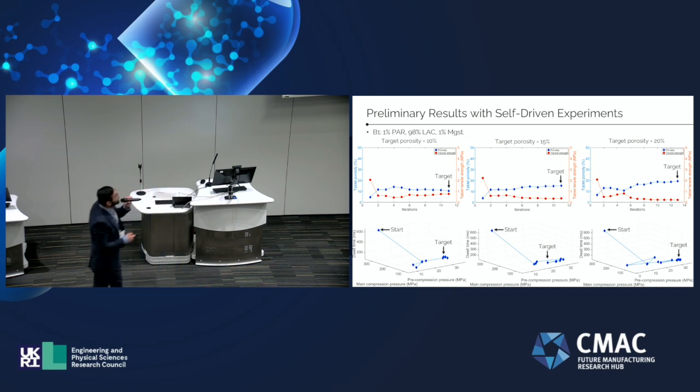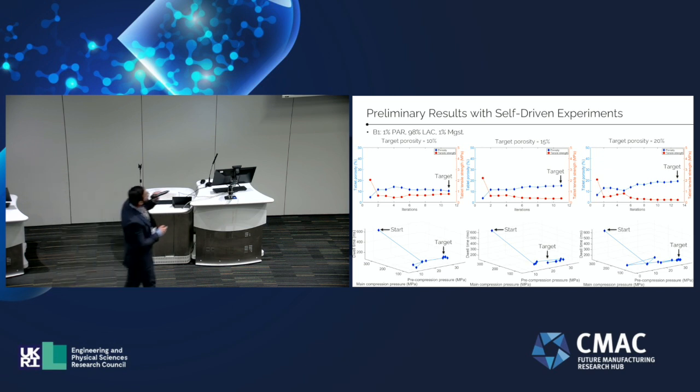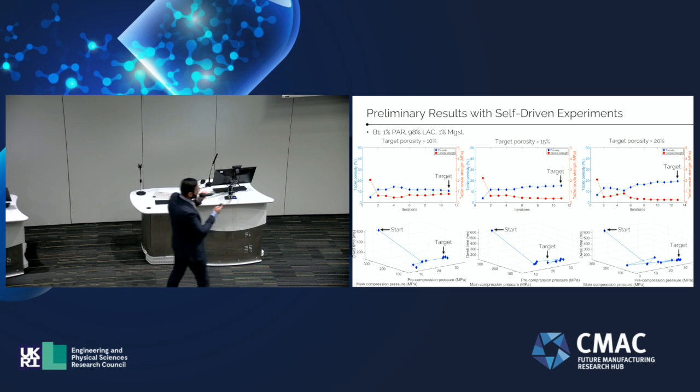All the graphs at the bottom show how the system actually moves within a search space of the different process parameters that we want to optimize. So the system starts from this point, iterates through different points, and finally we find the target somewhere over here. And same goes for the other target points.